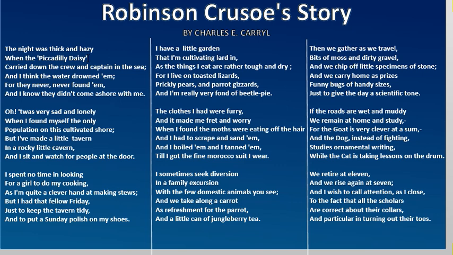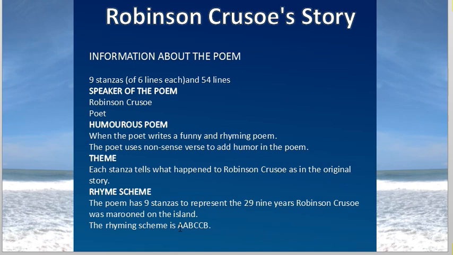Then we see that the third line has the last word C, and the sixth line also has a rhyming word here, me. C and me rhyme together. So here, first and second line have the letter A, third line has the letter B, and also the sixth line.